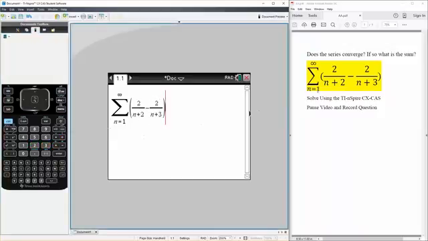So if you look at this and this, it's identical. So simply hit enter, and there's your answer, 2/3. So we can say the series converge, and that's all we need to do.